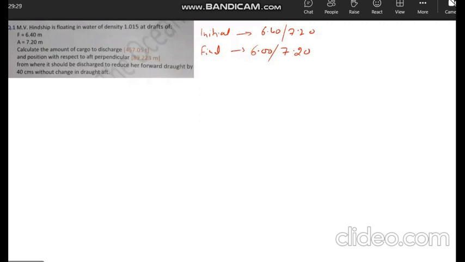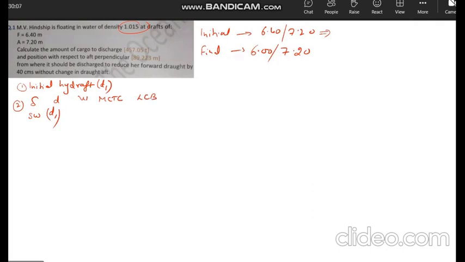Now from this, the steps will be: first get the initial mean draft. Then for that initial mean draft, it is in RD, so you'll have to be wary of the density of seawater. You'll enter the tables with the draft that you calculate, let's say D1. For this, you'll get the displacement. You'll need to get the MCTC and you'll need to get the LCB.